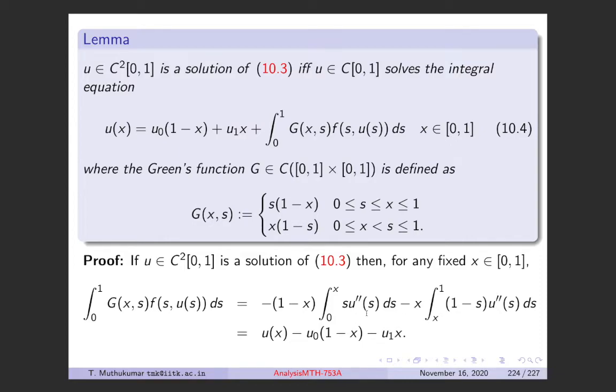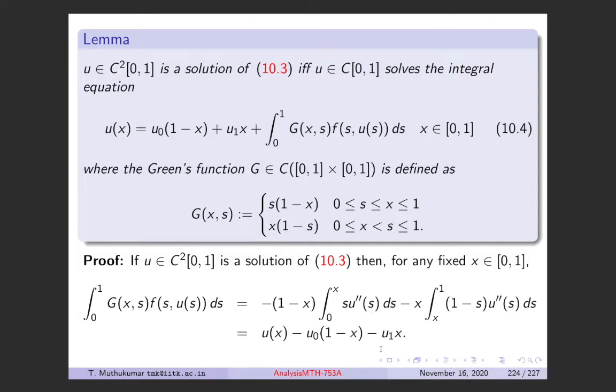So now you do integration by parts here, to reduce the derivative order for u. If you do an integration by parts, things will cancel out, and finally you will be left with this term. Of course, you have to use the information that u(0) is u0 and u(1) is u1, because when you do integration by parts, you get the values of u at 0 and u at 1.